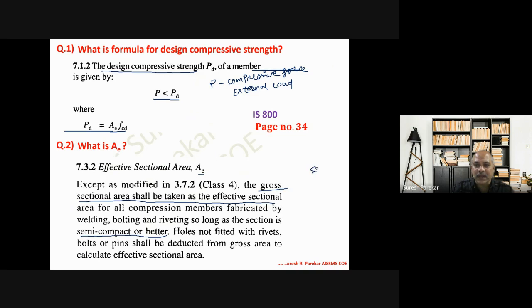Semi-compact or better means we have semi-compact, then compact, which is better than semi-compact, and the best is plastic. So in case of slender sections only, we have to find AE. For the other three cases, we consider the gross value as it is. Therefore we will not go for slender, because then we have to find effective area and our section will not be economical.